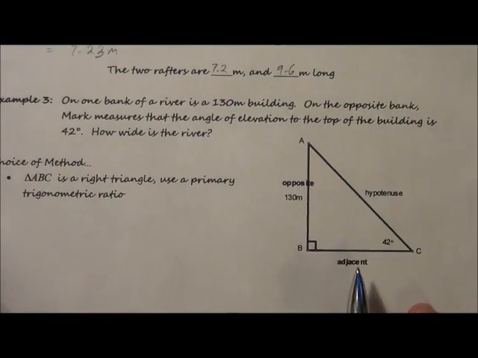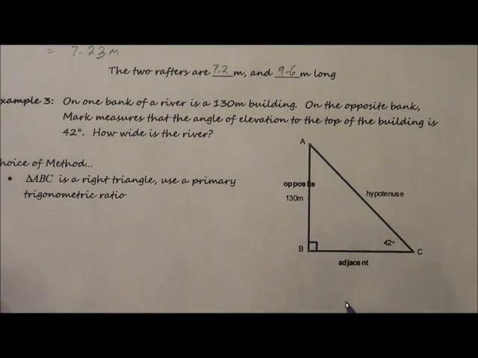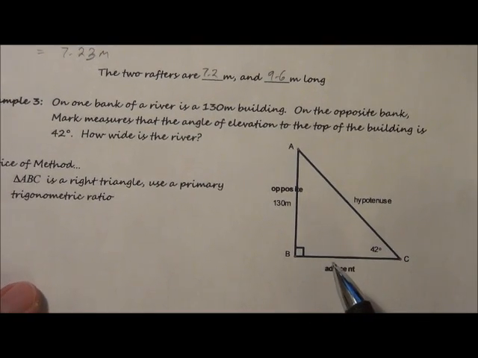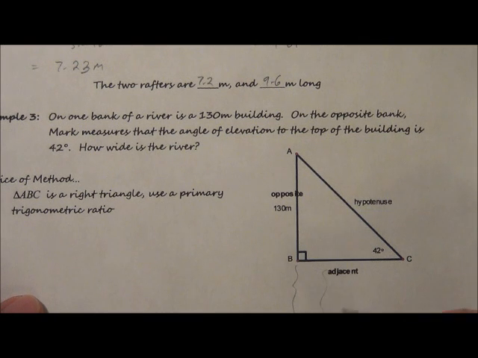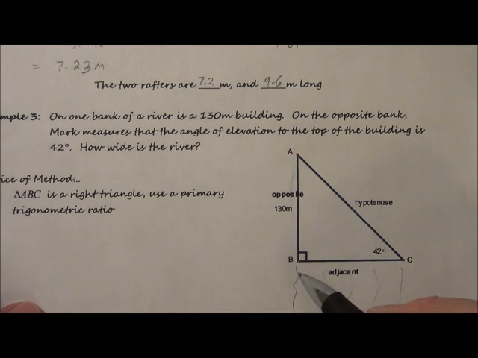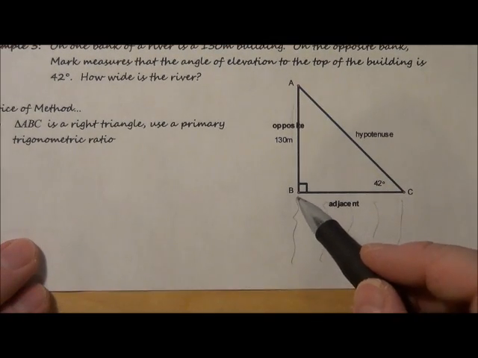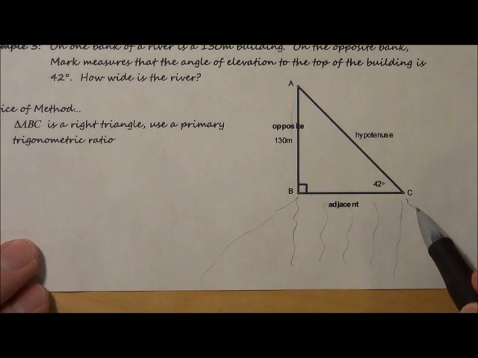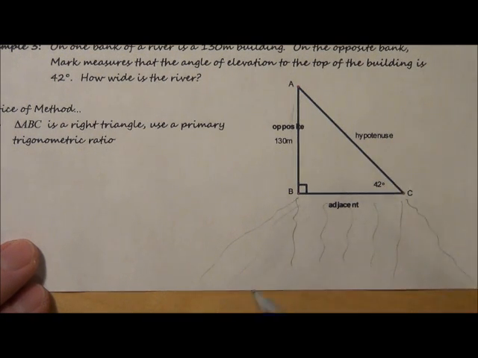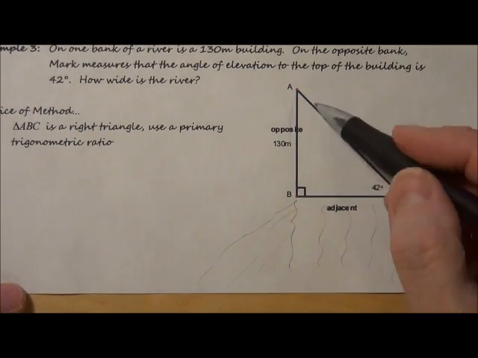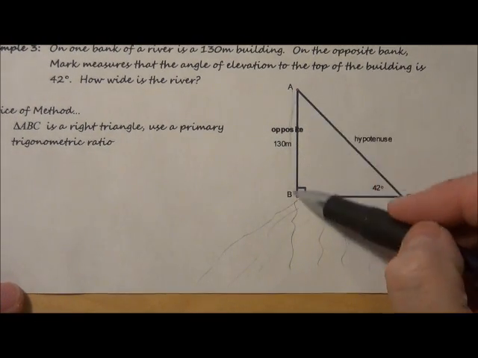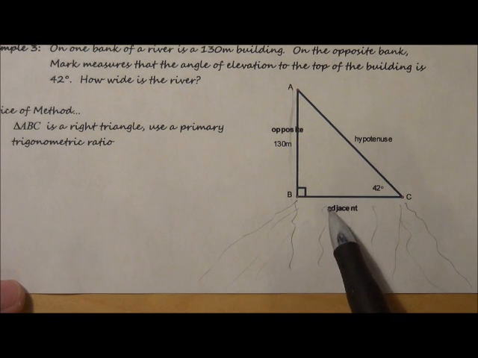Moving right along, on one bank of a river is a 130 meter building. So I guess here's the water coming towards us. Here's the building. I guess maybe we can draw this with a little bit of perspective. Okay, so as we're sort of in the river, looking at this, here's the building, 130 meters tall.